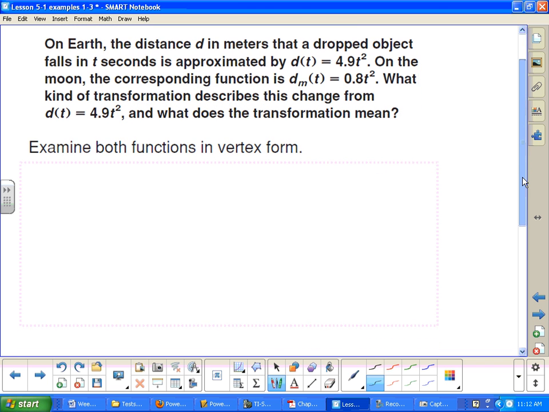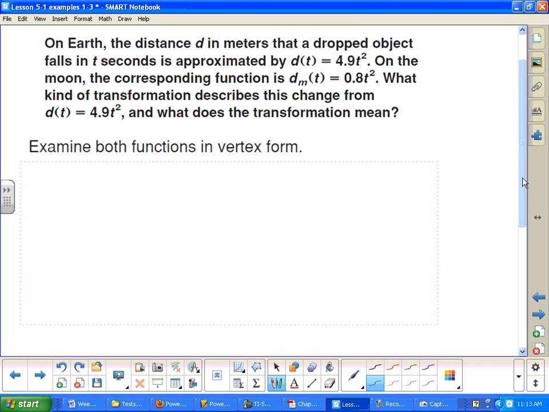So first thing with this problem, I want to write both of these in vertex form. Okay. So I have that 4.9 and I have that 0.8. What letters do those represent in vertex form? A, H, or K? Is that the horizontal movement, vertical movement, or stretching and compressing? Matt already said it. Okay. The value of A, because where's it at? 4.9 t squared, 0.8 t squared.